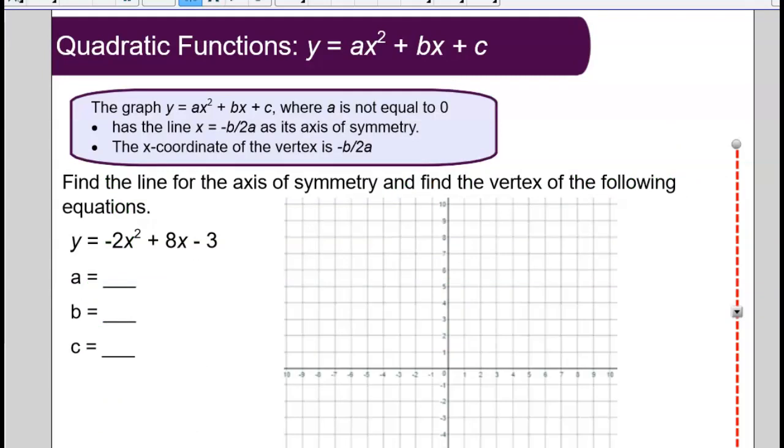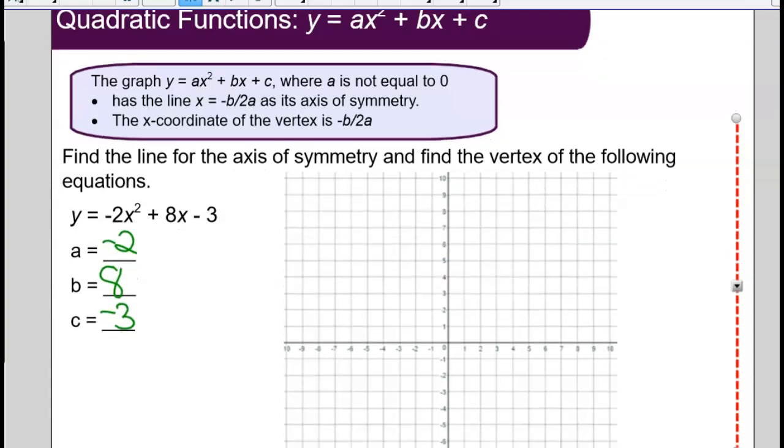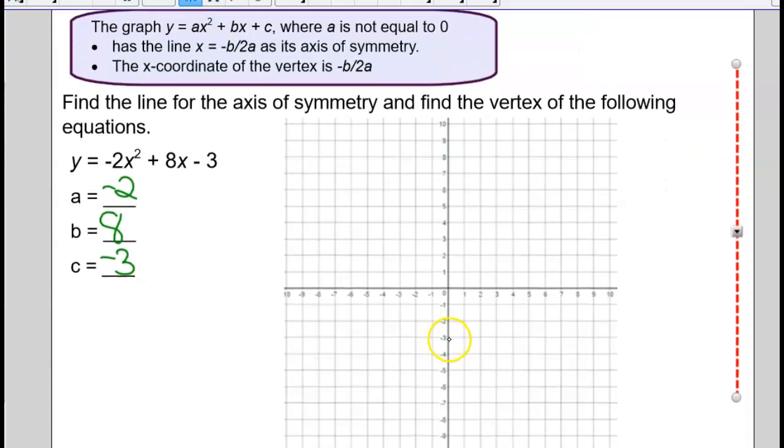All right, let's take a look at another example. Again, let's identify the a, the b, and the c. And let's plot what we know. c is -3, so I know my y-intercept is here at -3. My a is -2. What do you know about my parabola? If you said that it's going to open downward, or that it'll have a maximum, you are correct. When a is negative, the parabola opens downward. So let's find the axis of symmetry.